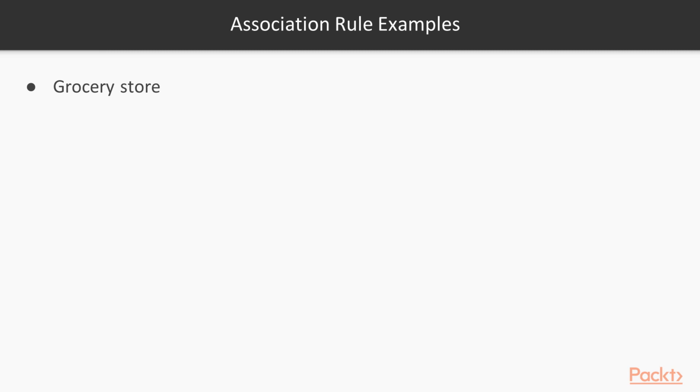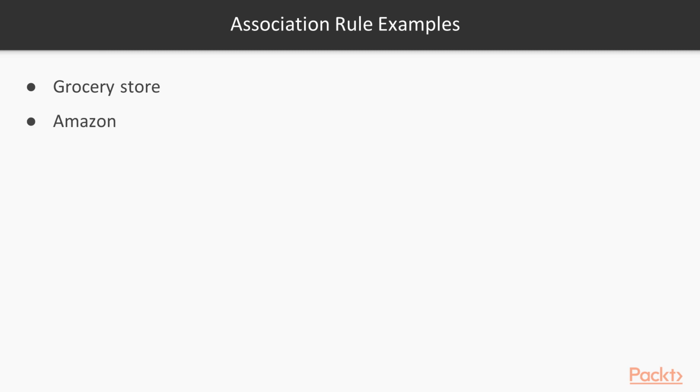Or do you want to set them up so that they're on complete opposite ends of the store, so someone walks in, picks up the bag of chips, and then has to walk around the store, maybe picks up a couple of other items, to also pick up the beer? So in terms of setting up a grocery store, that's an example of how you can use association rules.